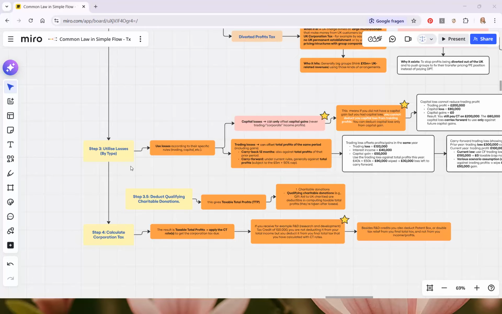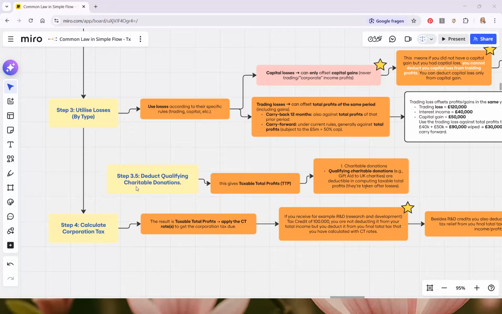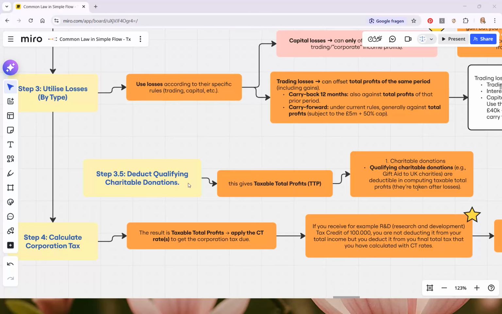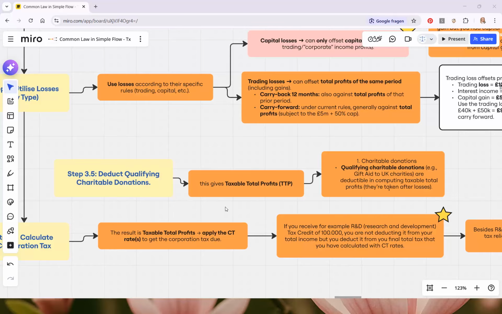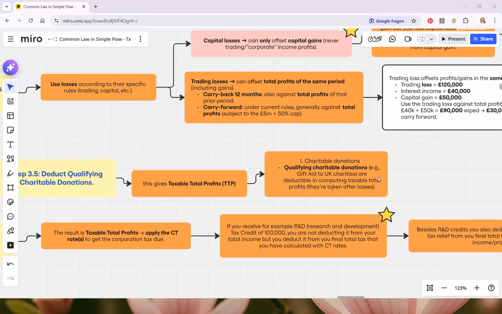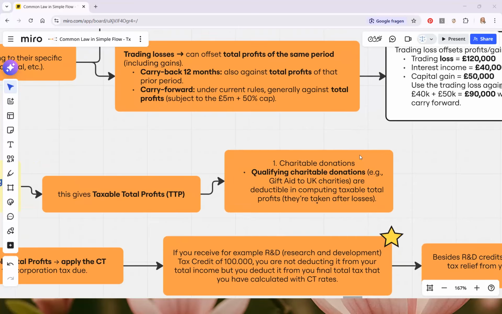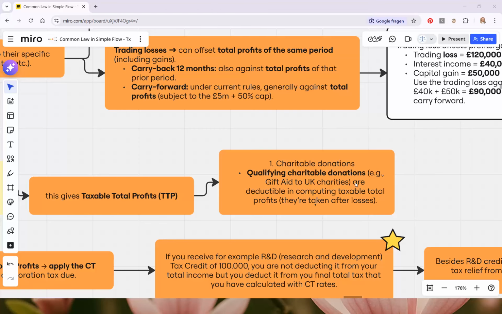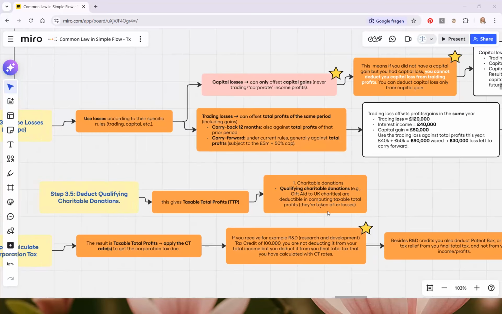So that was all about the utility of losses. We have an extra step: deduct qualifying charitable donations. This gives taxable total profits, TTP. Qualifying charitable donations, for example Gift Aid to UK charities, are deductible in computing taxable total profits. They are taken after losses.